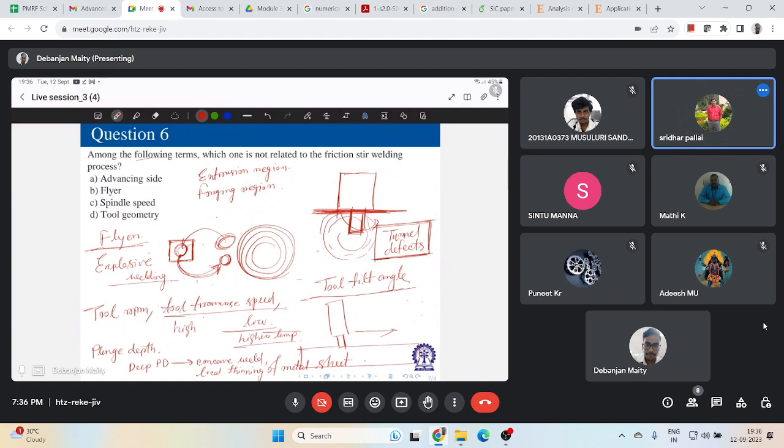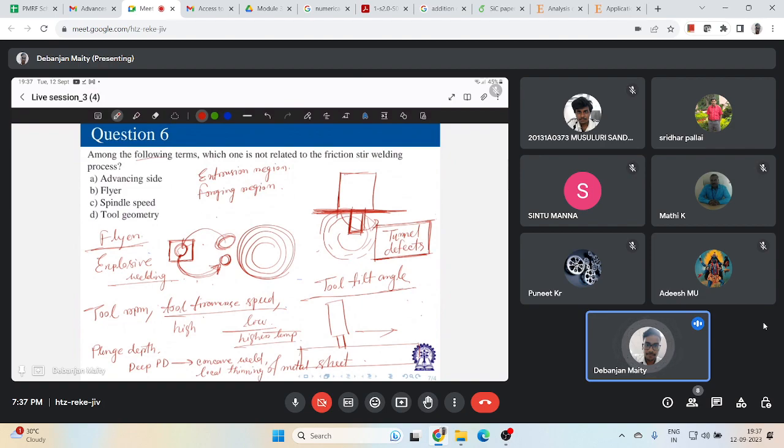Sir, if the tool tip is kept at an angle, like the tool tilt angle, if the angle is more, then what will be the advantages? So it should be kept in optimum condition. People use 2 to 3 degree. It should not be very low and it should not be very high. If it is very low, the material doesn't get stable in that region, so mixing will not take place very easily.